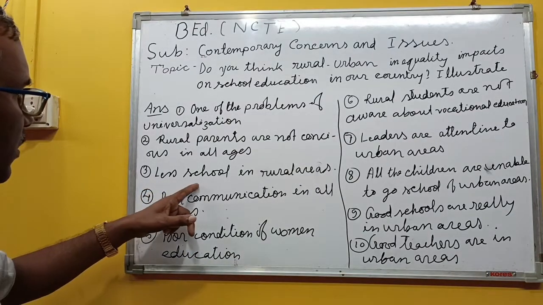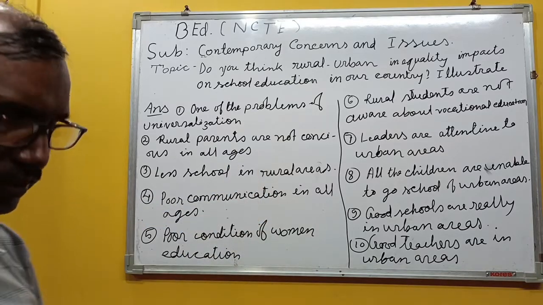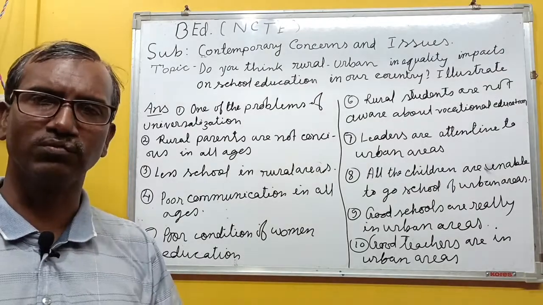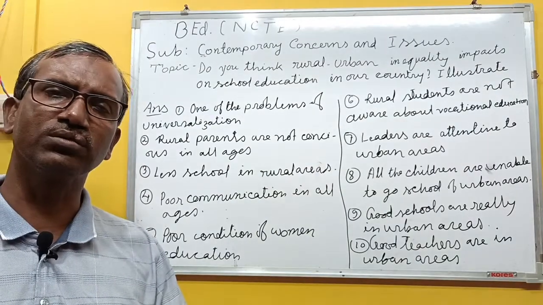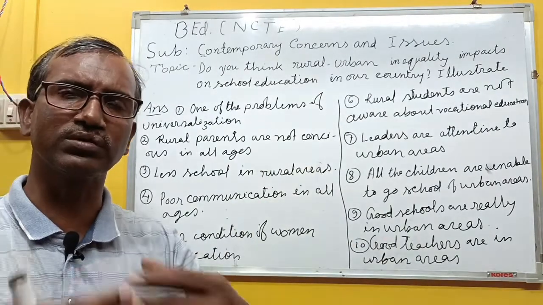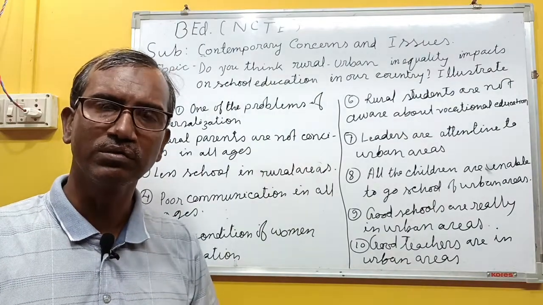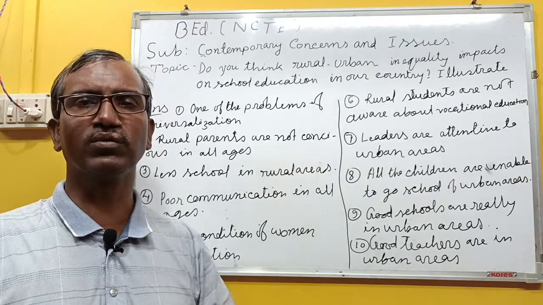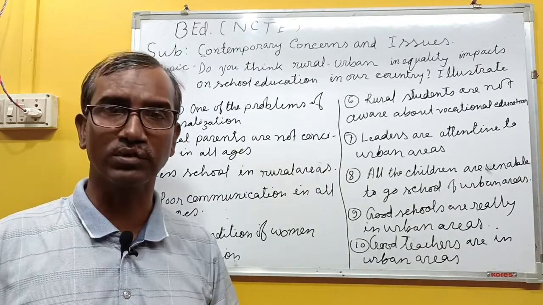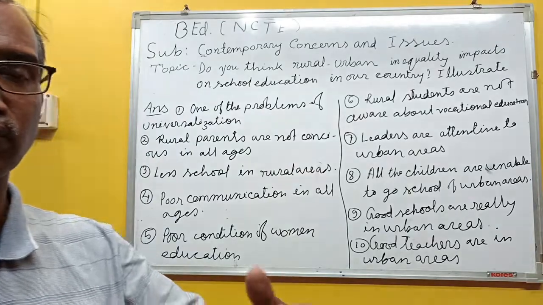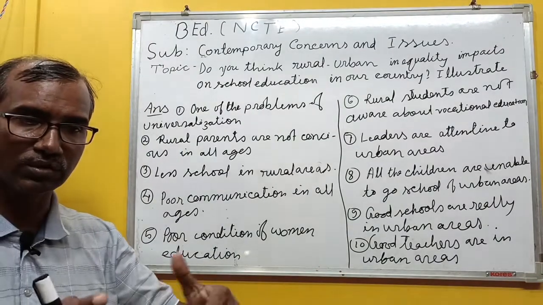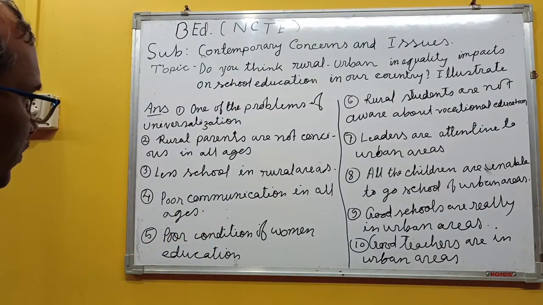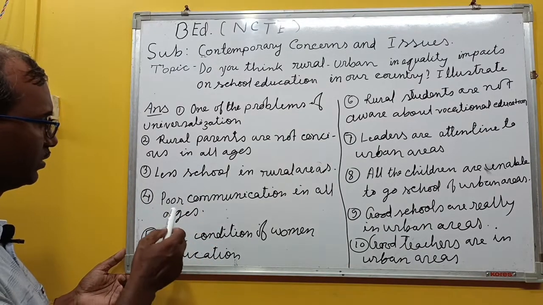Number three: fewer schools in rural areas. Within a 1 kilometer radius in an urban area, we can see 2, 3, 4, 5 schools, colleges and so on. But in a rural area, sometimes after 5, 7, or 10 kilometers there is one school, with that distance in between two schools. That is also one of the problems for the children of village areas.